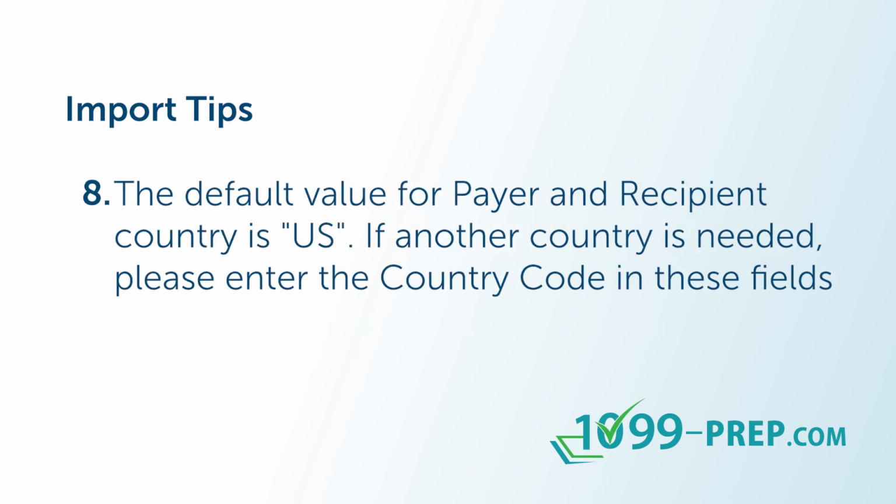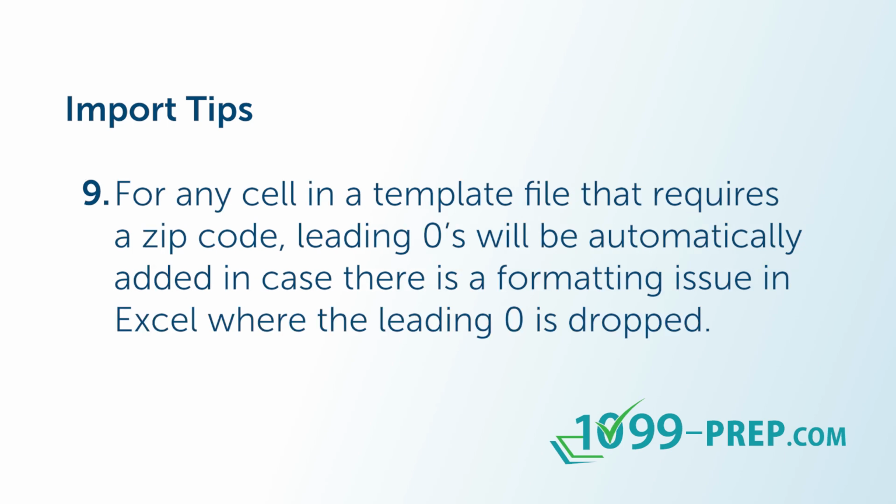If you leave the payer country and recipient country cells empty in the template file, a default value of US will be entered into the tax form field. If for some reason you need to specify another country besides the United States, enter the 2-digit country code in these fields. For any cell in a template file that requires a zip code, leading zeros will be automatically added in case there is a formatting issue in Excel where the leading zero is dropped.